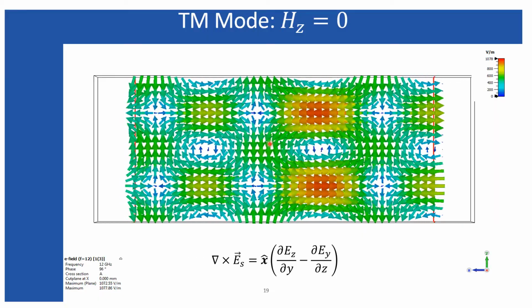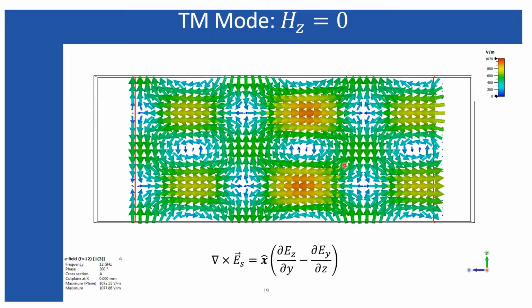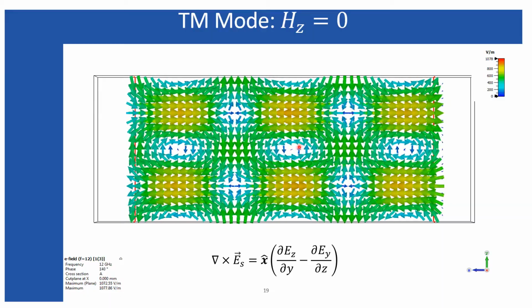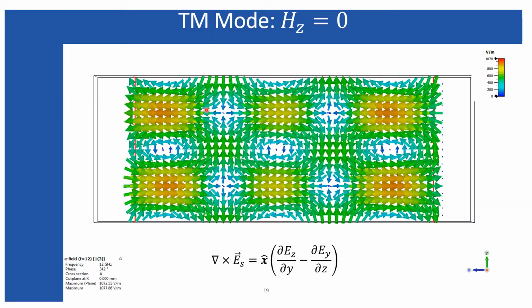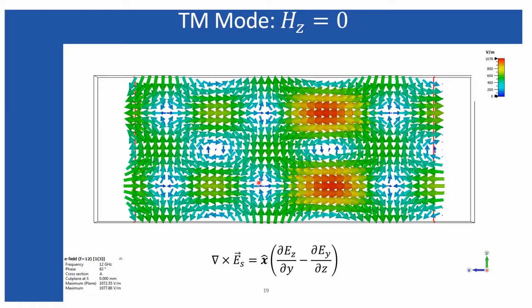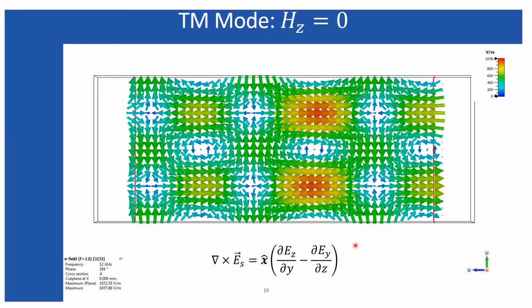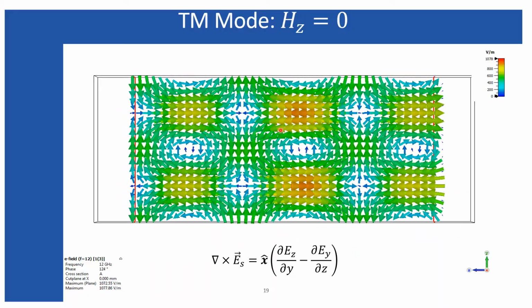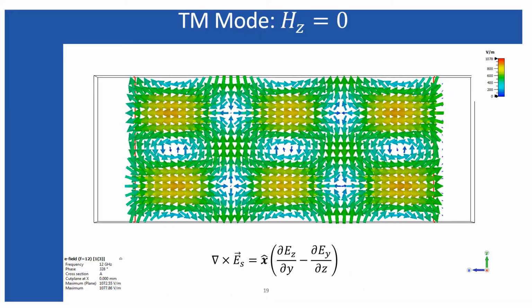So the electric field has two components, the z component and the y component, and with these two components the electric field is rotating like this. Somewhere it is like this and somewhere it is like this. So this electric field is rotating, you can see from this animation. And while they are rotating, they are propagating along the z direction, and that is due to the e to the power z factor, the propagating factor.